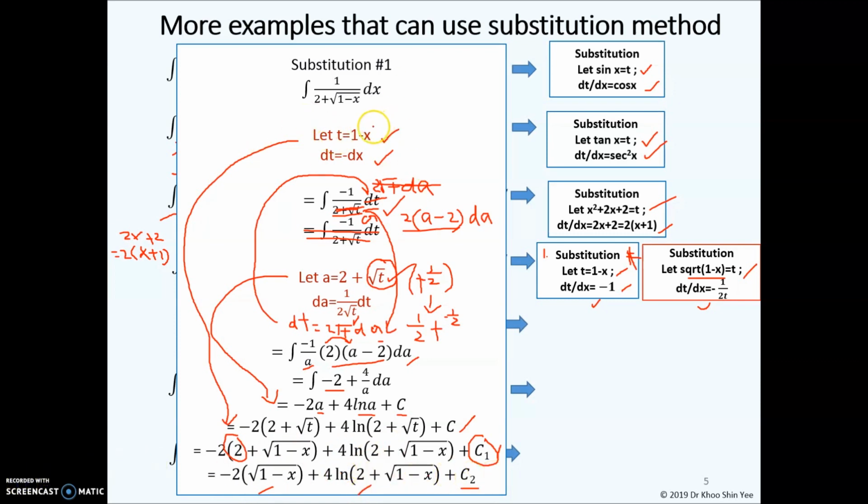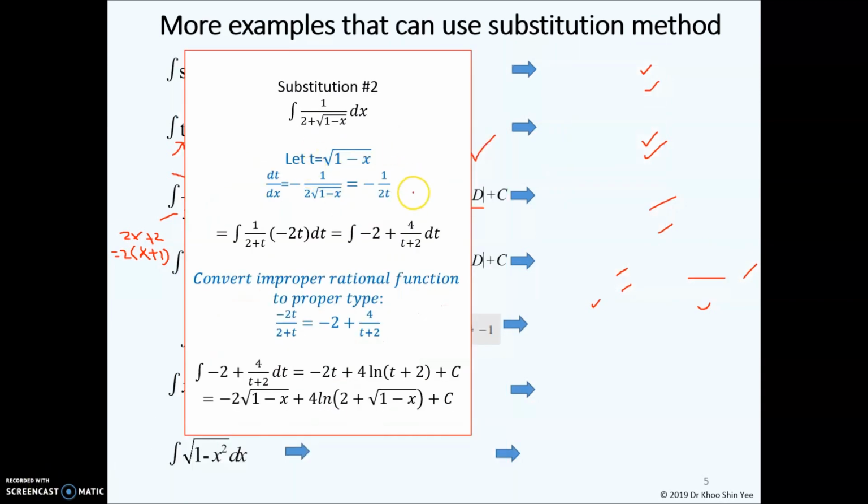In this example, you can see that it's not straightforward because you may need multiple substitutions to solve this problem. Let's try with the second case here. How if we let the second substitution t equal to square root of 1 minus x. So this is our second substitution. After we substitute the integral, we get into this form. You have to be careful when you differentiate the dt over dx.